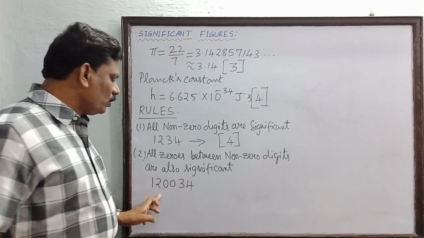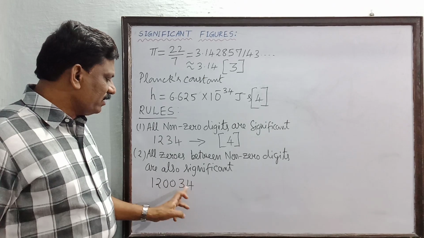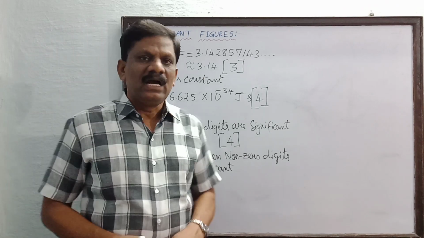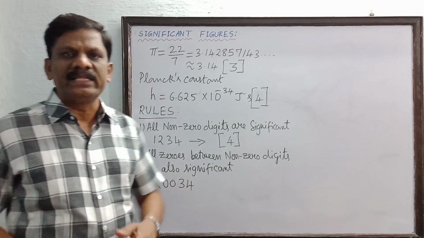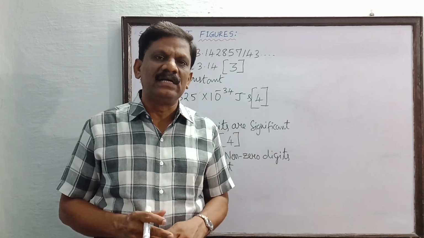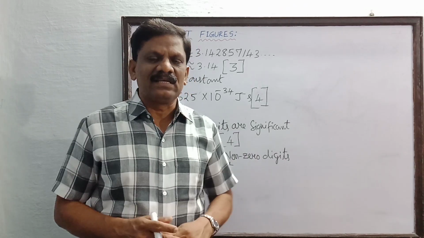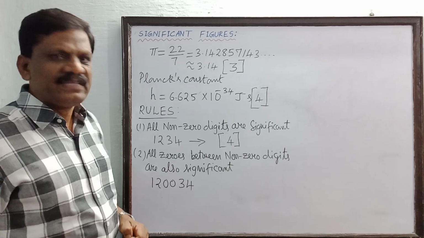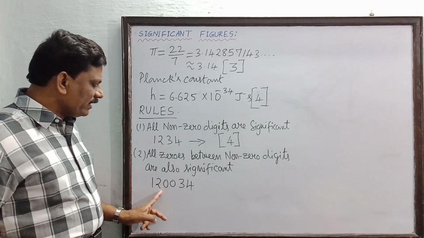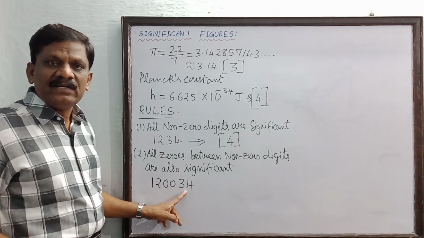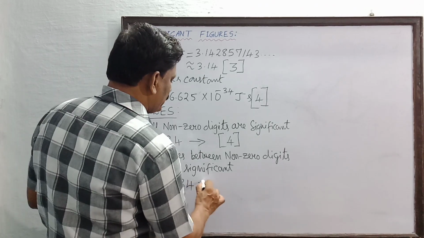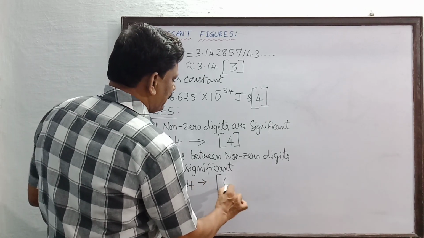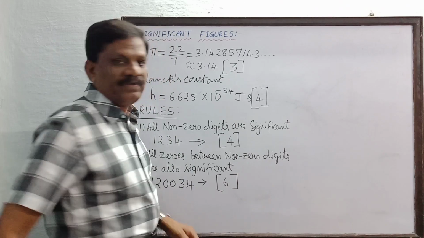So here 1 and 2, they are non-zero digits. 3 and 4, they are also non-zero digits. And the middle zeros, they are occurring between the non-zero digits. So they have significance. So if you count the total number of significant figures, this is 1, 2, 3, 4, 5 and 6 significant figures. Okay, so this is having 6 significant figures.